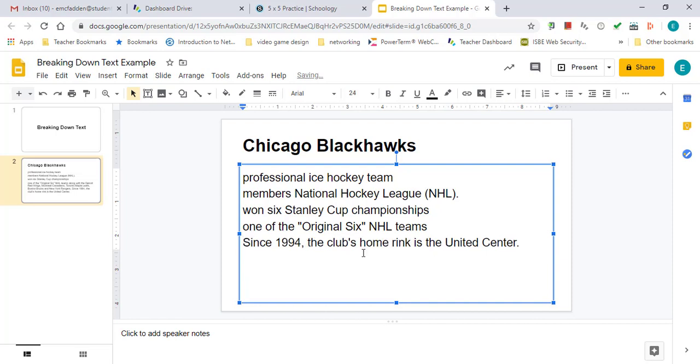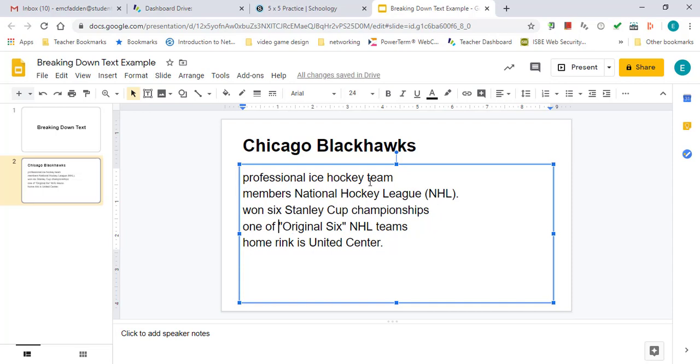Since 1994, the club's home rink is United Center. The date is probably not super important here because we can add that as a detail while we're speaking. And why don't we just try home rink is United Center. And we don't necessarily need the marker there or here. We cut down on our sentences.